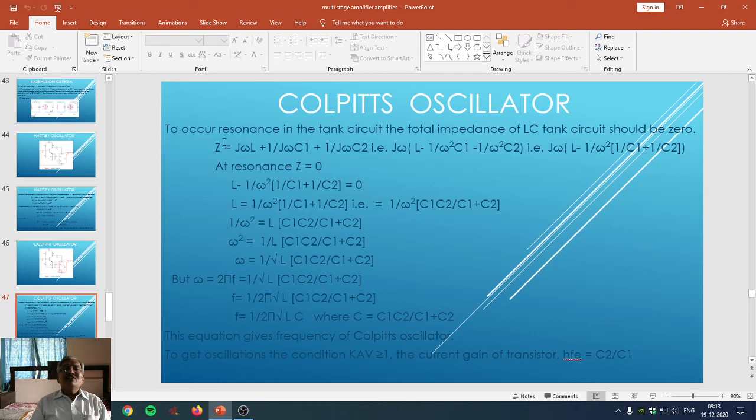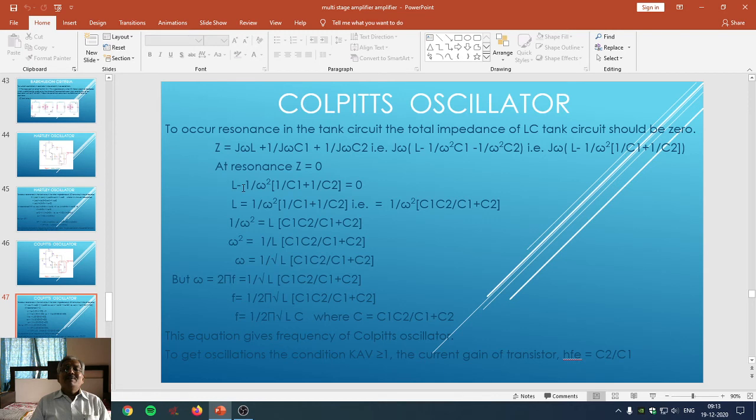Friends, at resonance, to generate the maximum frequency of oscillations, the impedance Z equals 0. I equate this term to 0. So j omega could not be 0. Therefore, L minus 1 upon omega square into bracket 1 upon C1 plus 1 upon C2, that's equal to 0.